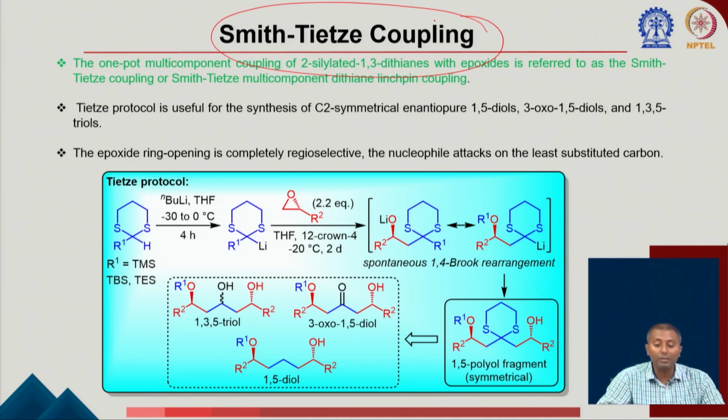So this is a one-pot, multi-component coupling of a 2-silylated 1,3-dithiane with epoxide. So what it is doing, actually at the beginning, it is forming a silylated 1,3-dithiane. So we are talking about a particular class of 1,3-dithiane. This is not going to happen with any dithiane. This reaction is limited. We are talking about a silylated 1,3-dithiane, meaning the dithiane will be starting from an aldehyde, and then there will be a SiR3.